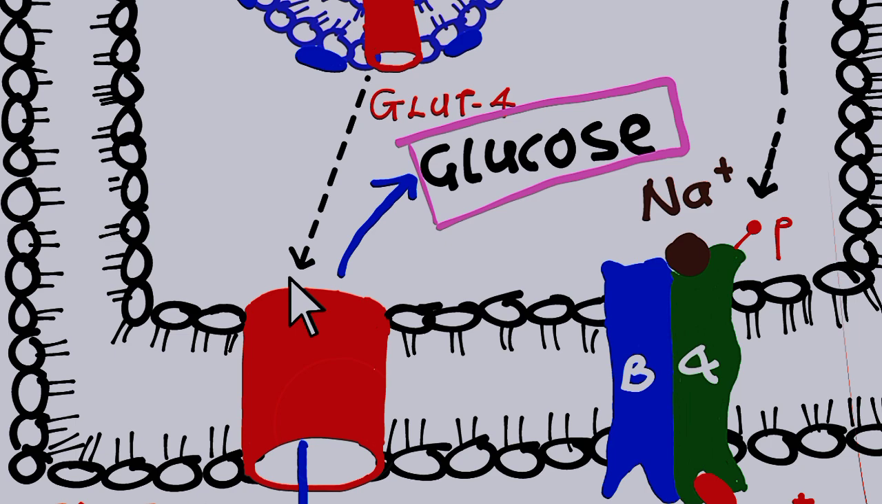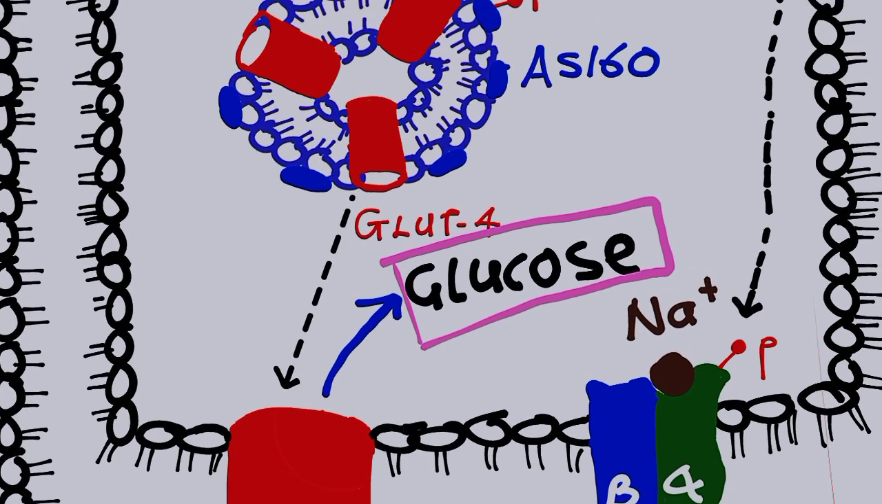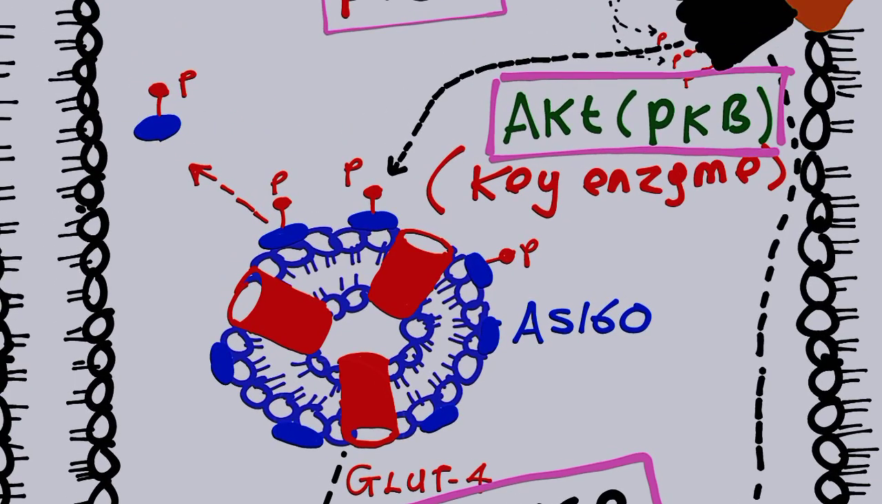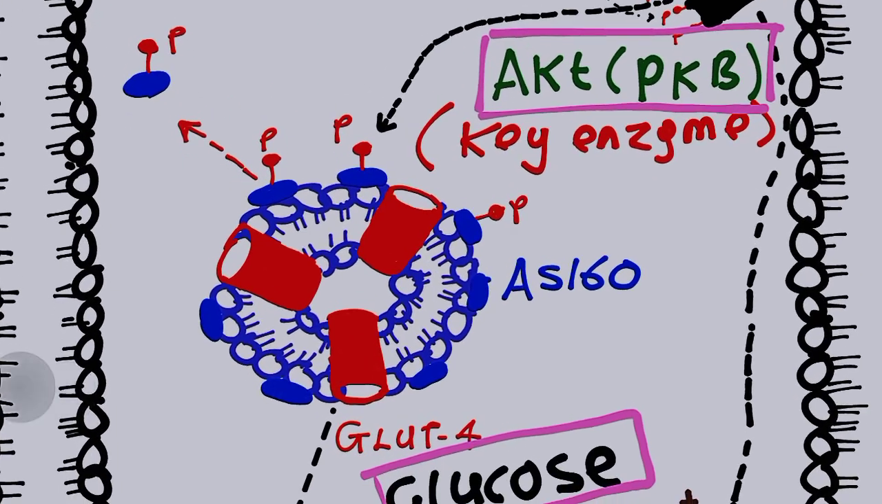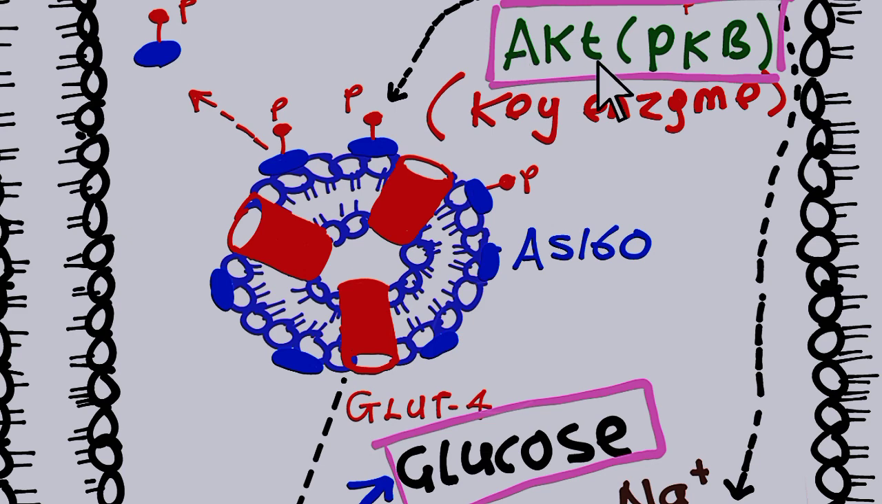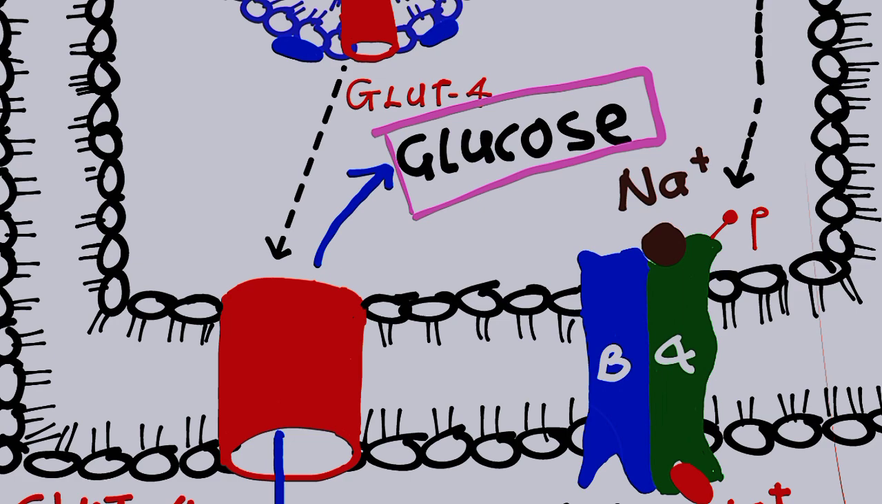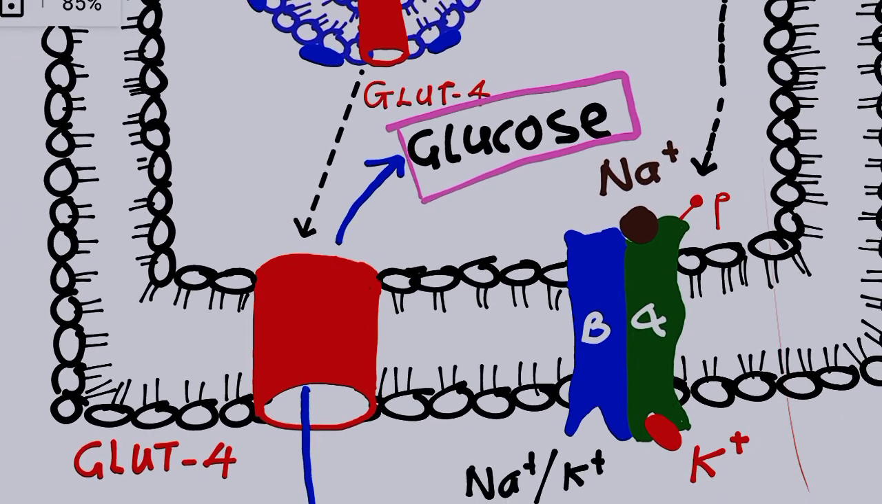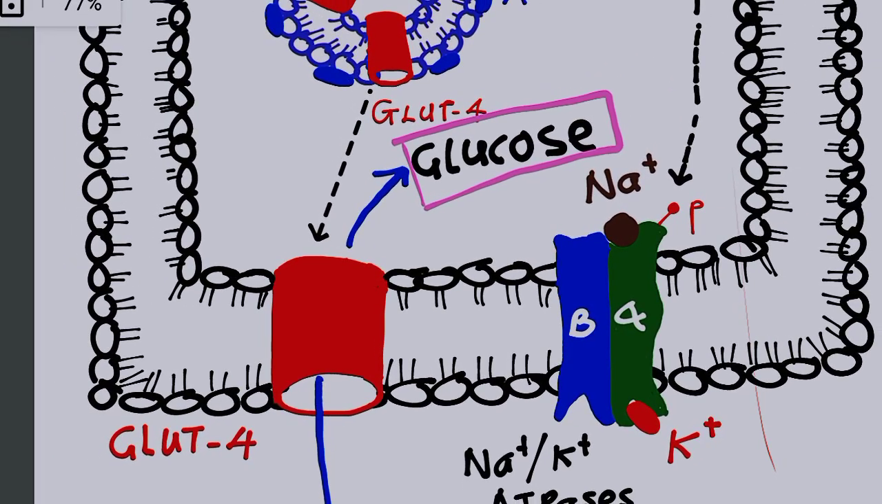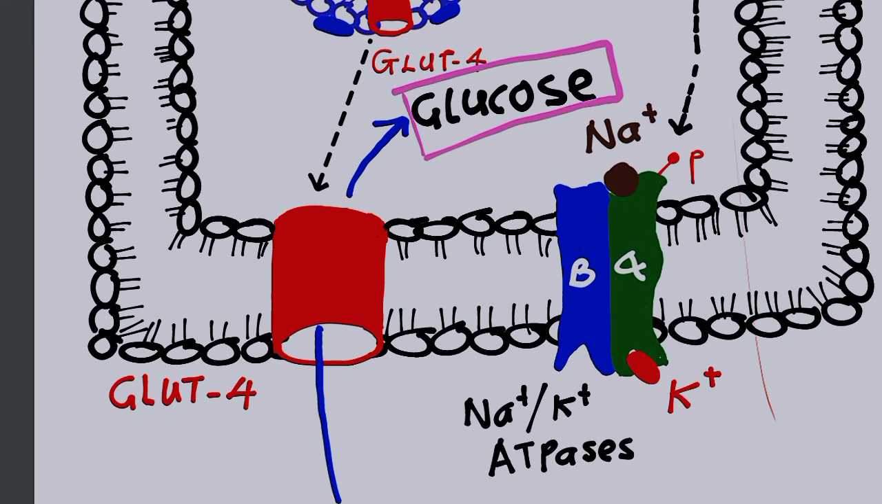Now, what is the other effect of AKT? AKT is very important because, as you can see, it can come here and phosphorylate this important pump that we have. What do we call this pump? This pump is called the sodium potassium ATPase pump. So AKT can come and phosphorylate this pump.